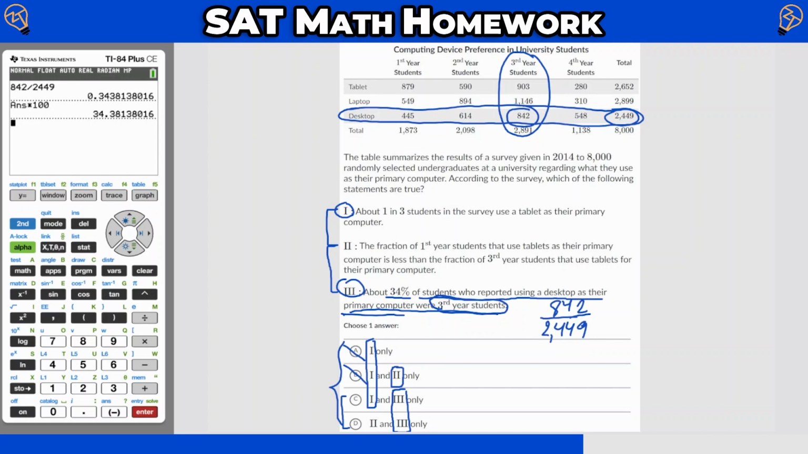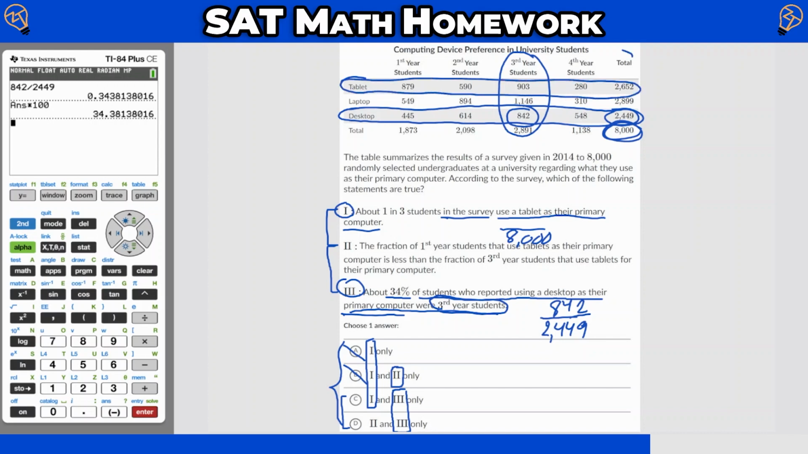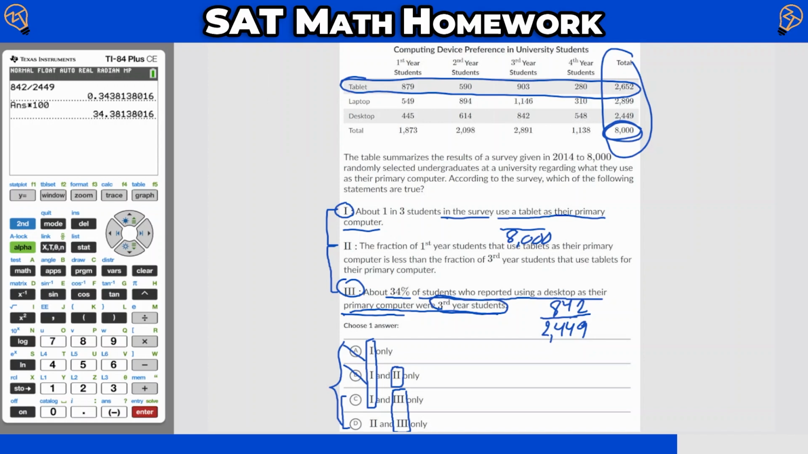About 1 in 3 students in the survey use a tablet as their primary computer. Now notice it says in the survey, so that means the total is going to be the denominator here. Of those 8,000, how many use a tablet as their primary? And so if we look at the intersection, let me get rid of some of this other stuff. So if we look at the intersection of the tablet and the total, we know that's 2,652. Let's do our division. 2,652 divided by 8,000. So is that about the same as 1 in 3? Yeah, that's pretty accurate. So that means Roman numeral 1 is also true.